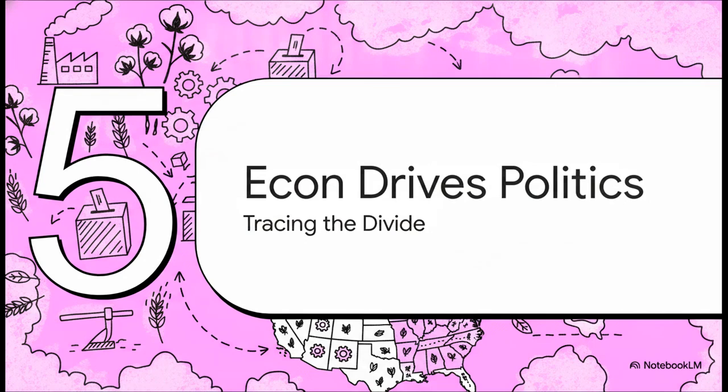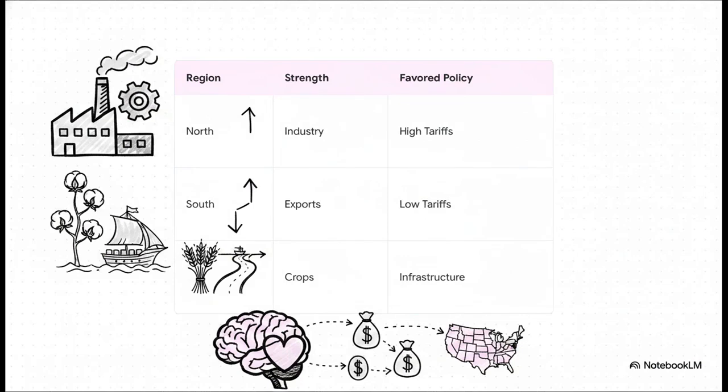All right, Section 5, Economics Drive Politics. Tracing the divide. And this brilliantly illustrates our historical findings in one clear view. Why is it vital to understand the whole nation's economy to get its political divisions? Well, look how it fits together like a giant puzzle. The North's industry demanded protective tariffs. The South's export agriculture demanded low tariffs. The West's food crops required internal improvements like roads and canals. You simply cannot understand the voting patterns without first understanding how people put food on the table.